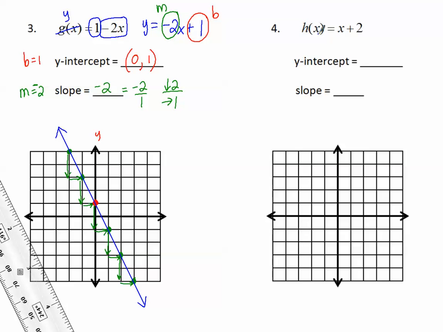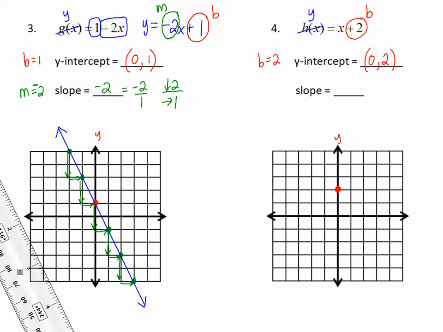Next, h of x equals x plus 2. H of x, another way to say y. Where do we start? Begin with b. Positive 2 is b. B equals 2, so the y-intercept is 0, 2. Here's the y-axis. 0, 2 is right here.